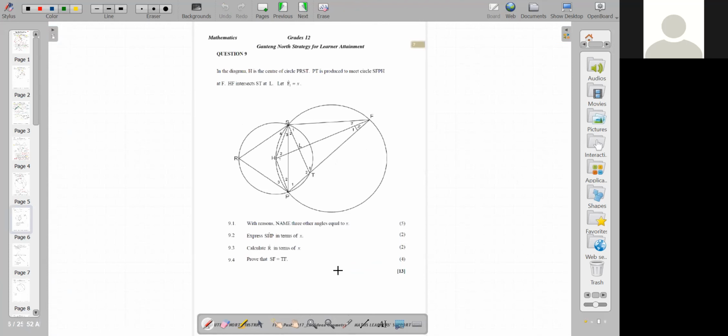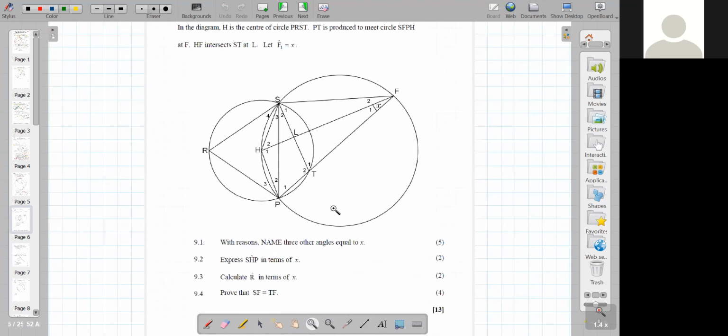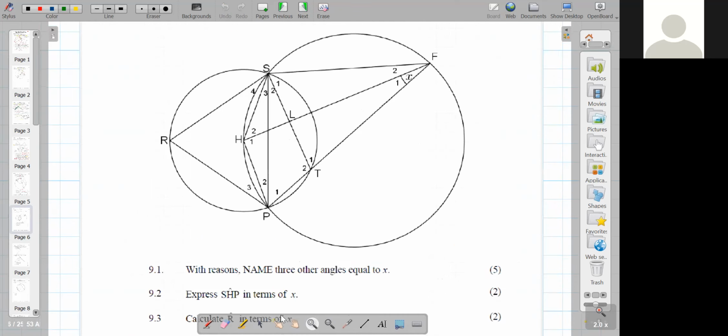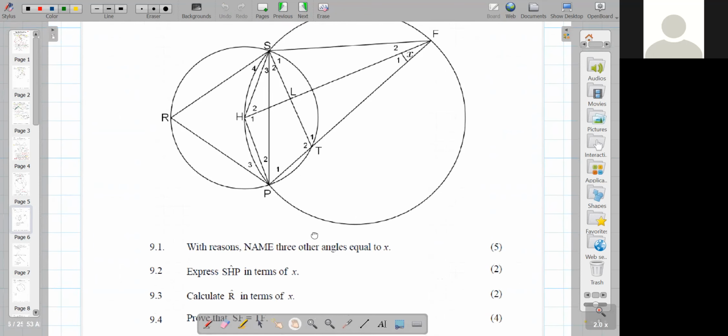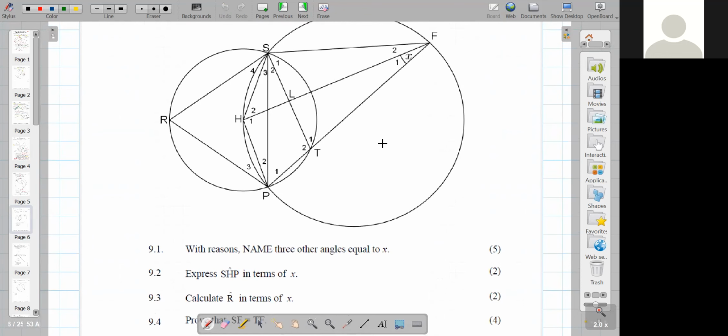Okay, this diagram looks a little bit more complicated. There is a center. H is the center, very good information. Remember, when the center is given, you must be careful. There may be a diameter, there may be an angle at the center, a line from the center, or isosceles triangles. There are a lot of possible things when there is a center. So that's why it's very critical information if the question tells us there is a center. Now, find 5 other angles equal to x, or 3 other angles equal to x.